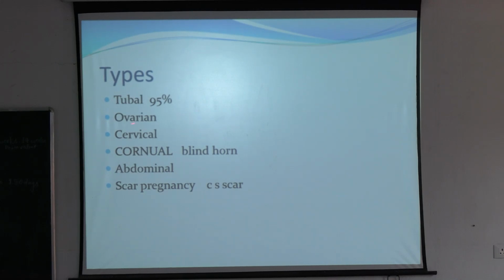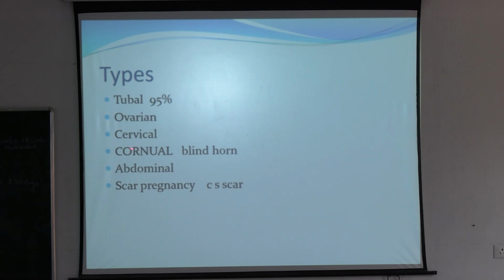Then it may be ovarian. That means after ovulation, the conception occurs at the site of the ovary. Usually the fertilization occurs at the ampulla, but here the fertilization occurs on the ovary. So, the pregnancy grows within the ovarian tissue, and that will be called ovarian pregnancy. Then in the cervix: if the fertilized ovum descends down into the cervical canal, it will be called cervical pregnancy.